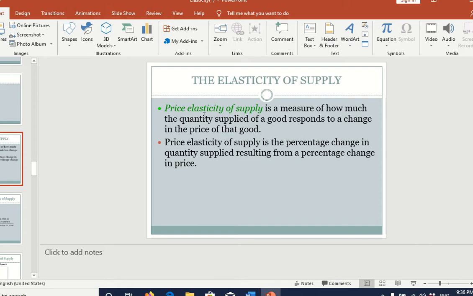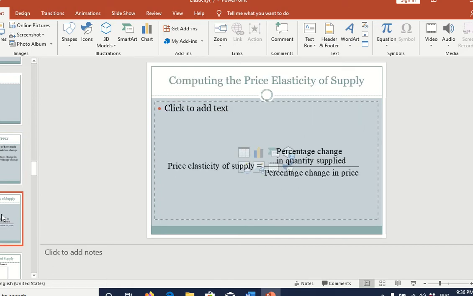Price elasticity of supply is the percentage change in quantity supplied resulting from a percentage change in price. So when you look at the formula, it is almost the same as the price elasticity of demand. The only difference is instead of using the percentage change in quantity demanded, we now have percentage change in quantity supplied in the numerator. Okay? So percentage change in quantity supplied divided by percentage change in price.